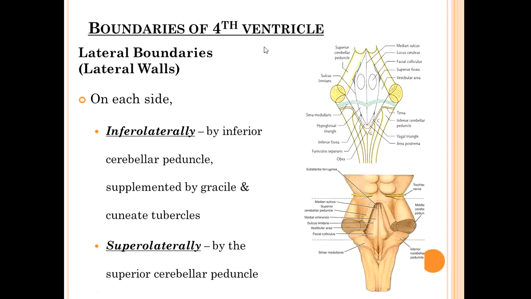Now boundaries of fourth ventricle, lateral boundaries. So you see here inferolaterally, so by inferior cerebellar peduncle. Okay, here you can see inferolaterally on 2 sides. That is, boundaries are inferior cerebellar peduncle, and there here will be the gracile and cuneate tubercle. Okay, and superolaterally here it is by superior cerebellar peduncle. So this is superior cerebellar peduncle. Here is inferior cerebellar peduncle, gracile and cuneate tubercle.